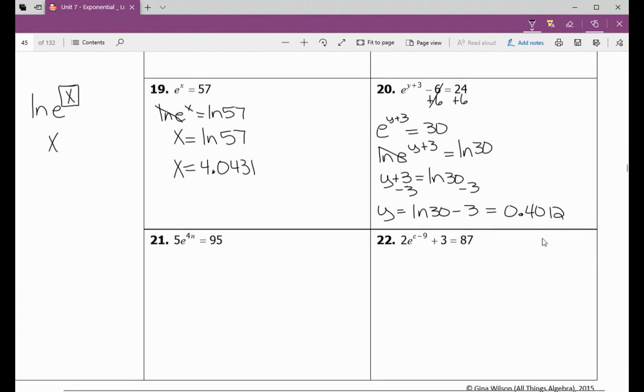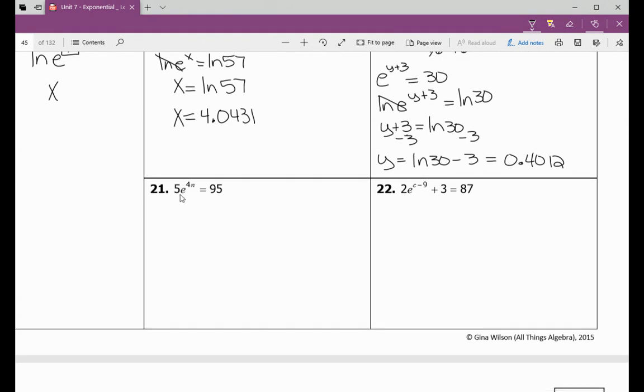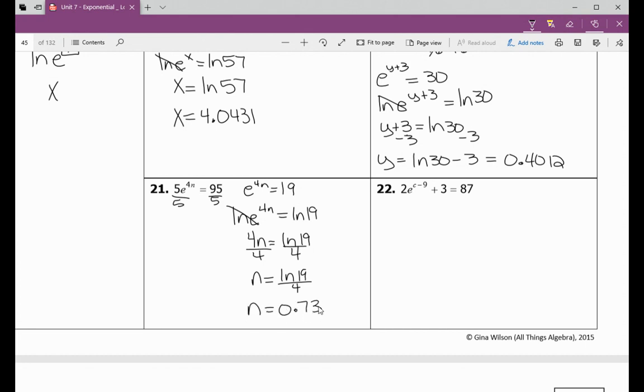All right, for the last two, in order to solve this one, I am going to have to divide by 5. So that gives me e to the 4n equals 19. I'm going to natural log both sides. This will drop out and leave me with 4n equals the natural log of 19. Then I will divide both sides by 4. So I get n equals natural log of 19 divided by 4, and that should be roughly 0.7361.